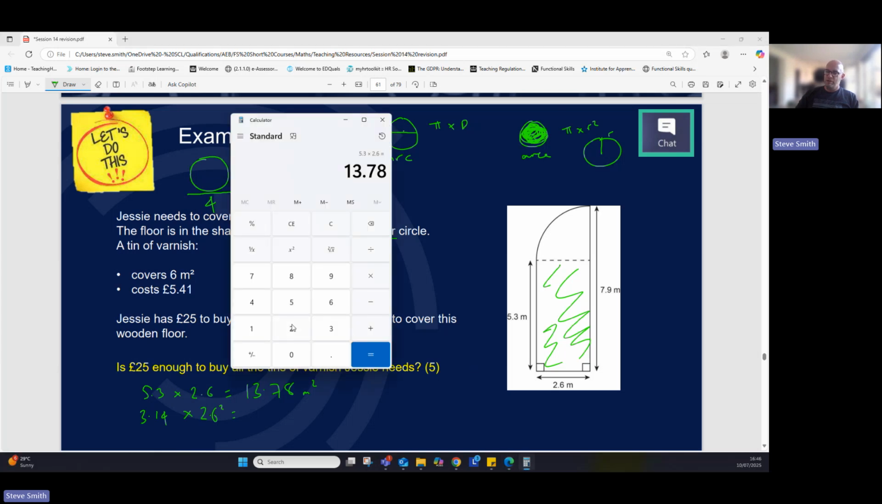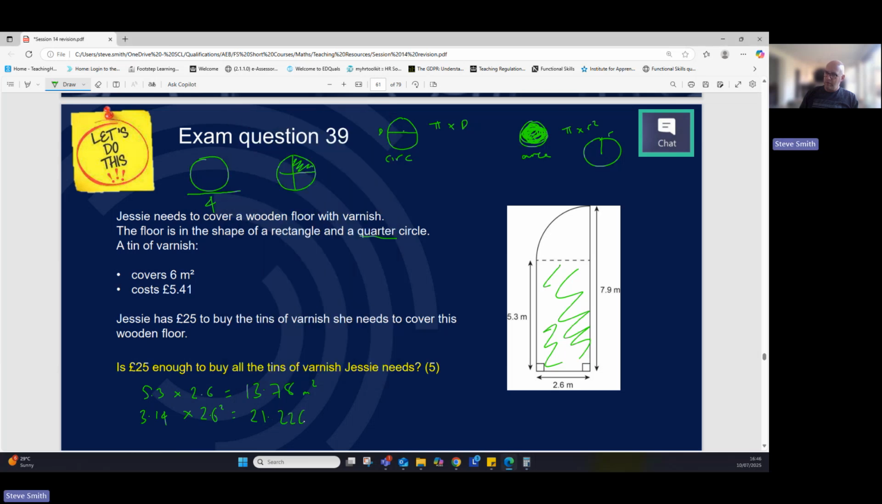With BIDMAS, there's no brackets. However, there is an indices. The 2 is an indices, so 2.6 times by 2.6. That's that part done. Times by 3.14. So common mistake number 1 is getting the area mixed up with circumference. However, we haven't done that. We've got it right. And then the second error for this question would be, there we go.